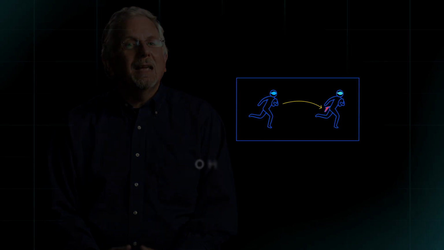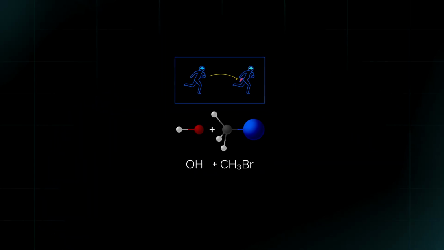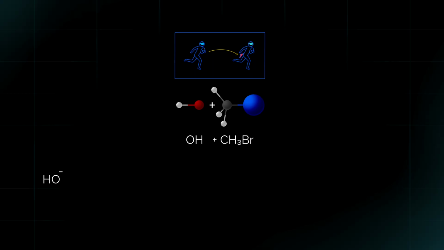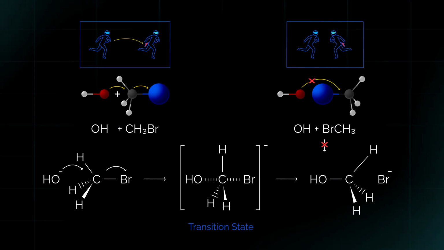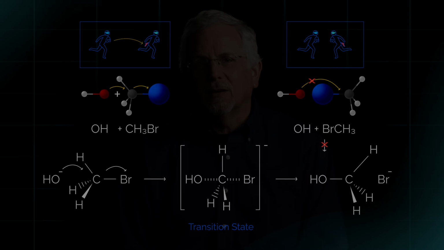Similar situations can arise with molecules. Take bromomethane reacting with hydroxide ion. For a reaction to occur, the hydroxide ion must collide with this side of the bromomethane. If it collides from the other side, it just bounces off the bromine atom, and the reaction is unsuccessful. But even with the right orientation, a collision won't always lead to a reaction. It also needs enough energy.